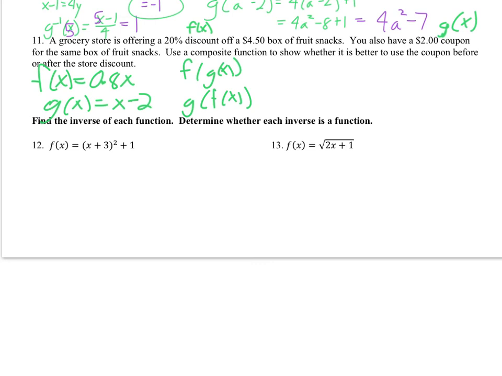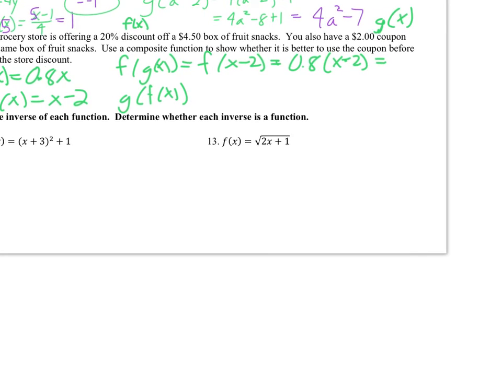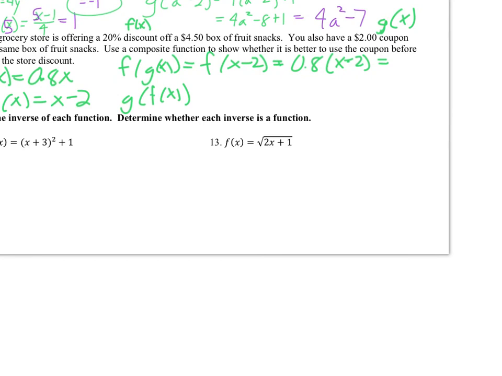So with those, again, f of g of x, we'd be doing f of, what was it, x minus 2. So we would do 0.8 times x minus 2, and so we get 0.8x minus 1.6, whoops, marker. And the 1.6 is just 0.8 times 2. And doing g of f of x would be like doing g of 0.8x.